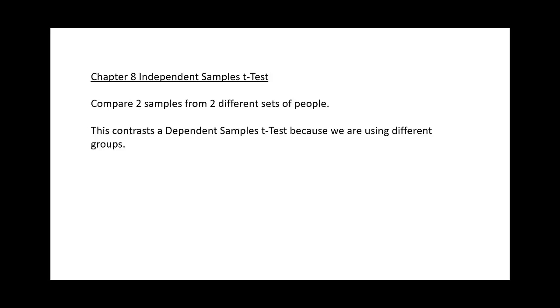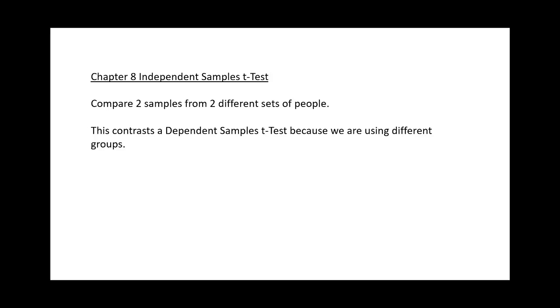This contrasts with the dependent samples t-test in that a dependent samples t-test uses the same group twice, so those two scores are dependent upon one another. We're looking at changes from the means of the same group over two occurrences in a dependent samples t-test, but in an independent samples t-test, we're looking at two samples from two different sets of people.